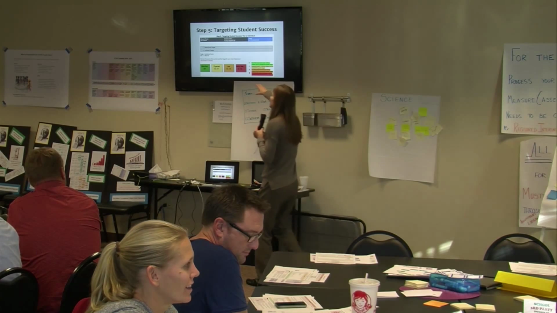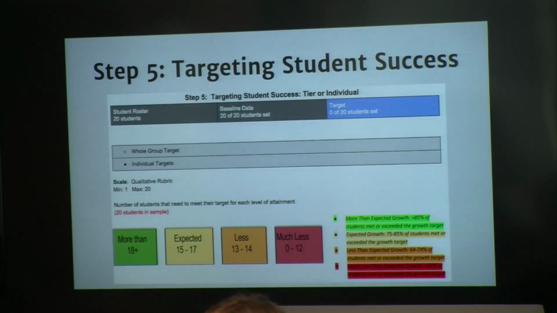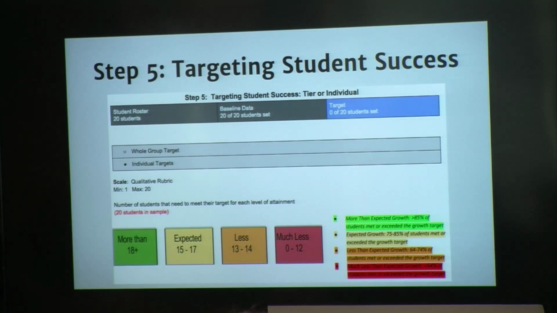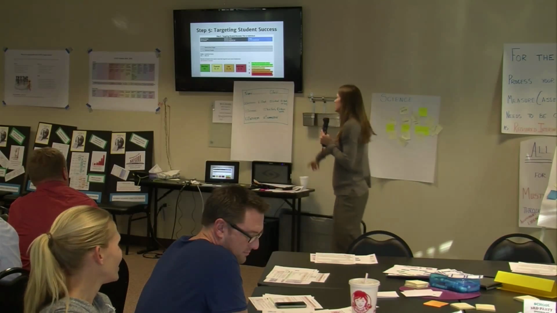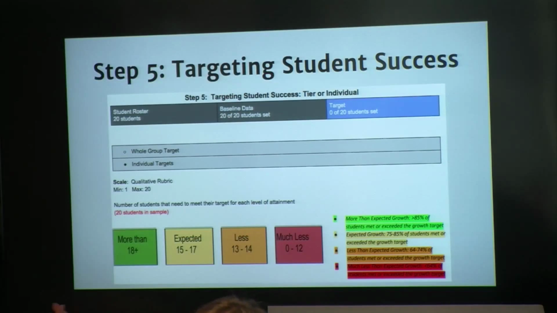If 15 of those 20 students hit that growth target that I set, I would be considered effective in Cite 6 for that assessment. So that's how that works. So these numbers will pre-populate for you.